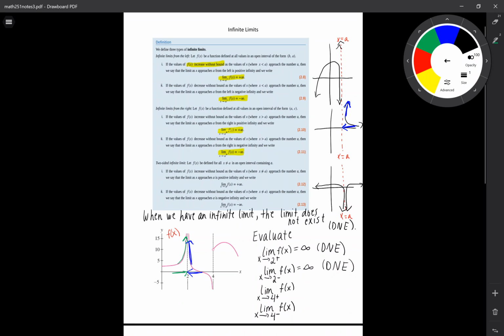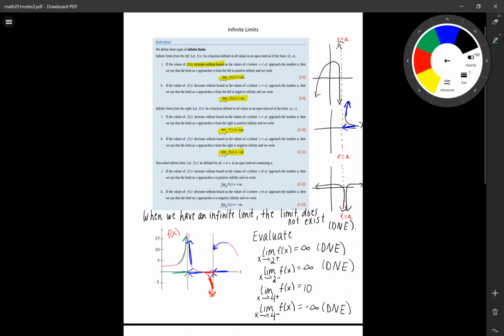So let's look at 4 now. We want to look at the limit as x approaches 4 from the right. So here we are approaching 4 from the right. And that means we're on this quadratic piece here. And we can see that the y value looks like it is approaching 10. So this limit is 10, which does exist. And then if we approach 4 from the left, we are on this piece again, which is going down towards negative infinity, which means that our limit does not exist.